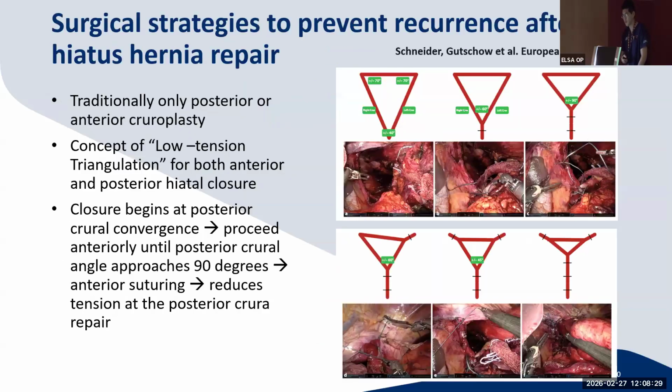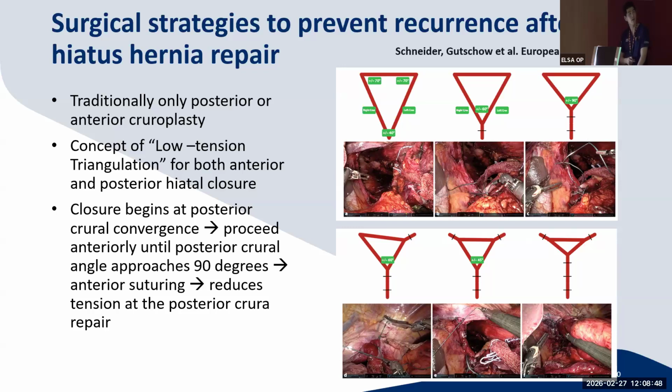There are certain strategies to prevent recurrence after hiatal hernia repair. I think Schneider published this in the middle of last year. So basically, sequential closure of a big hiatal hernia defect, and he calls this the low tension triangulation method.